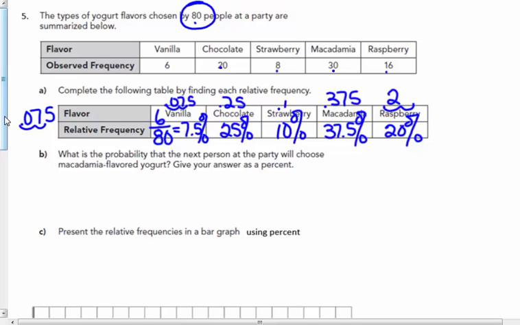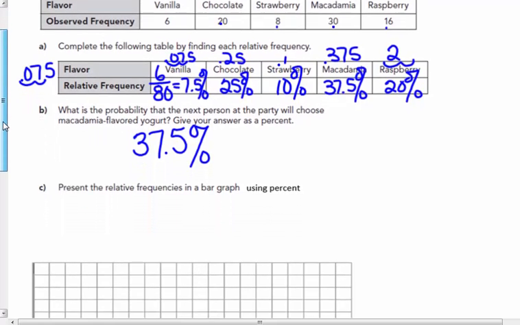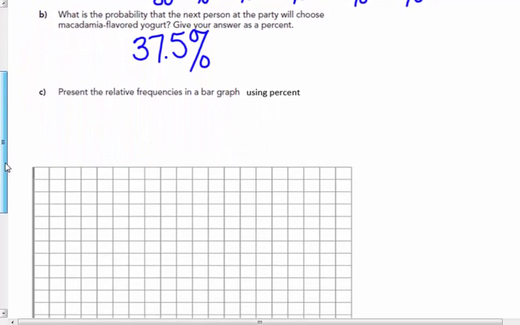Okay, what is the probability that the next person at the party will choose macadamia? Give your answer as a percent. Well, there it is, right there in our chart. It is based on the probability that's already occurred. This is our experiment. We're keeping track of what kind of yogurt people chose at a party. So our next probability is based on what's already occurred, 37.5%.